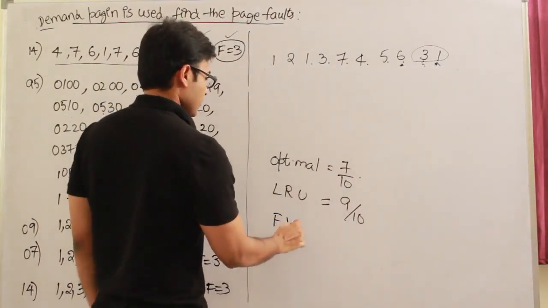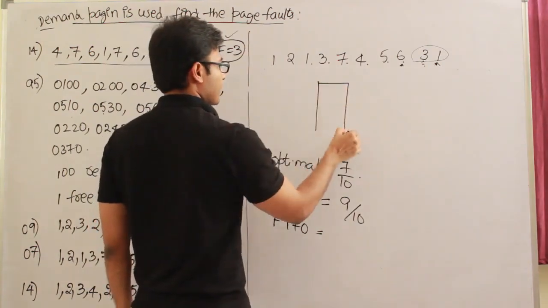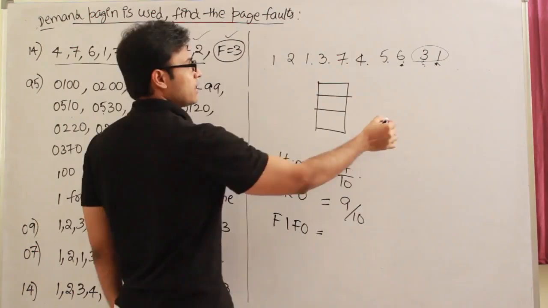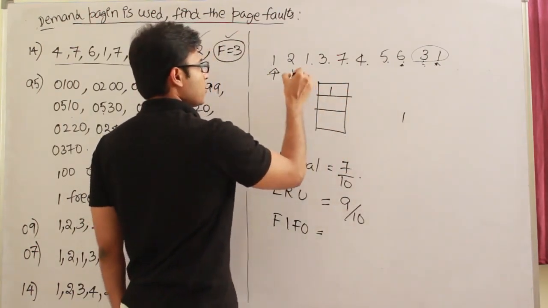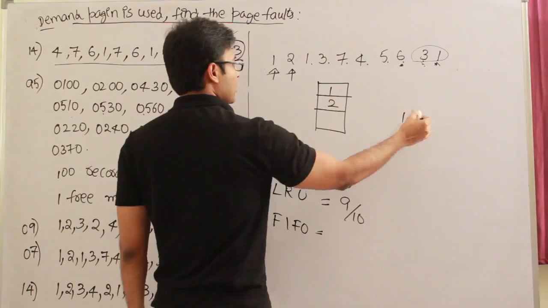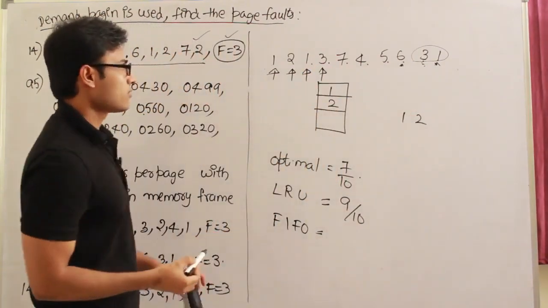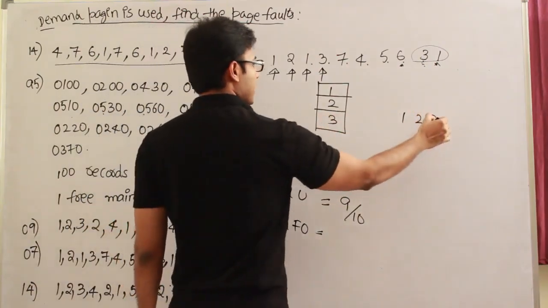Let's talk about first in first out, FIFO, right? Now we shall even maintain a queue. So 1 is required, 1 is loaded, 2 is required, 2 is loaded, and 1 is required, 1 is already there. And what about 3? 3 is required, right? So 3 is loaded, and no page replacement has happened.